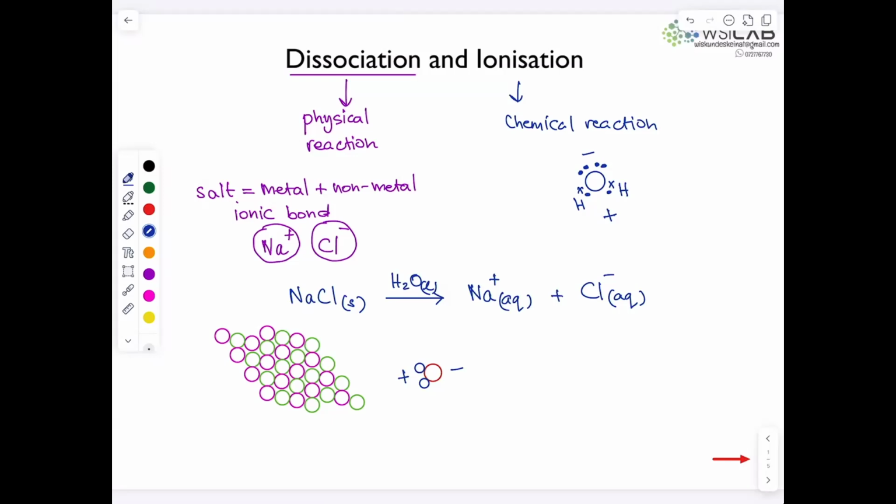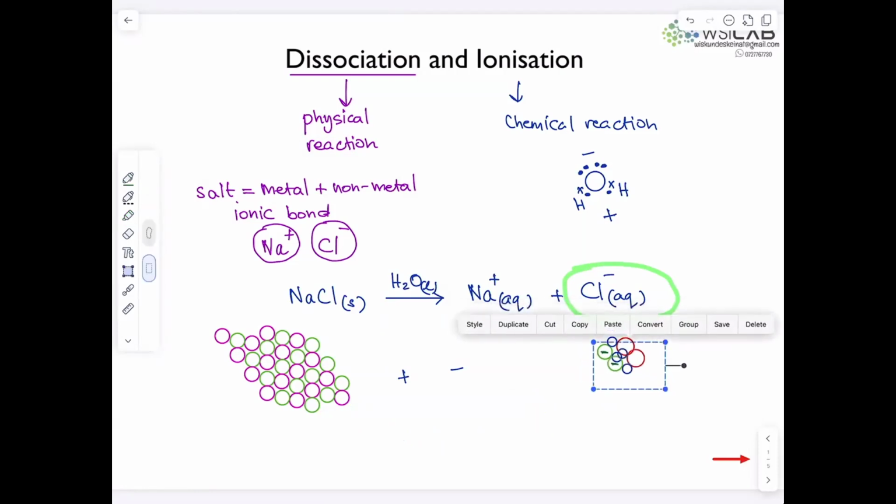So that positive side can actually come and grab this chlorine here. That green chlorine there is negative. So once the water molecule comes closer to the chlorine, it just grabs the chlorine and pulls it away. Okay, so that's what this is. This is the chlorine ion in an aqueous solution, grabbed by water.